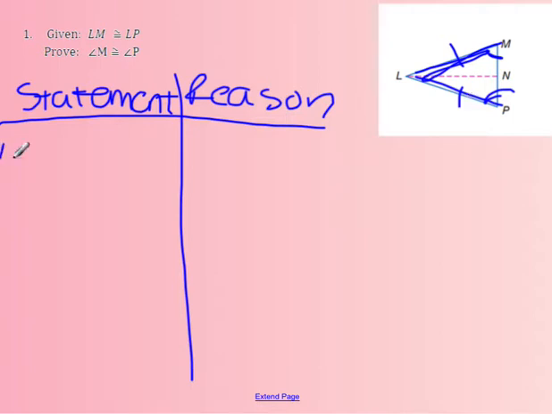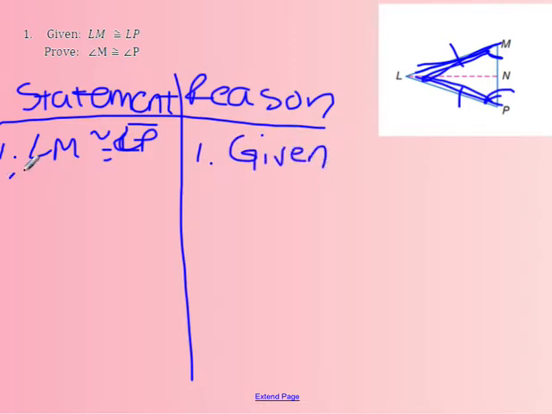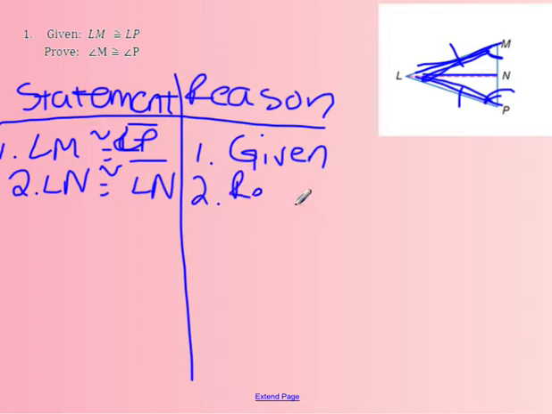Our first statement is that LM is congruent to LP. We don't need to worry about that because that was given to us. That was information that was given. Next, I want to prove that LN is congruent to LN. I'm talking about this side right here that they share. That's true because it's reflexive. It's the same thing.